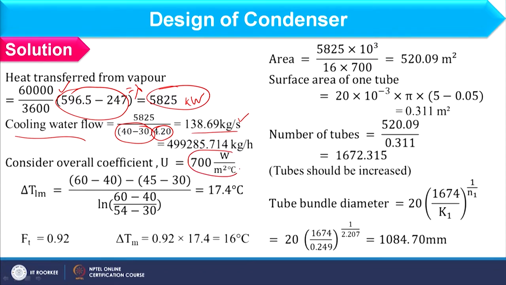The initial guess of the overall heat transfer coefficient is already given to us, and that is 700. To find out the area of the condenser, you first have to find out the mean temperature difference. As far as mean temperature difference is concerned, on both sides we have non-isothermal conditions. If you remember the last lecture, when both sides of the condenser have non-isothermal conditions, we have to find the log mean temperature difference for counter current flow along with the FT correction factor, because we may have the chance of a temperature cross, which we should avoid. So, for that we have to find out the FT correction factor.